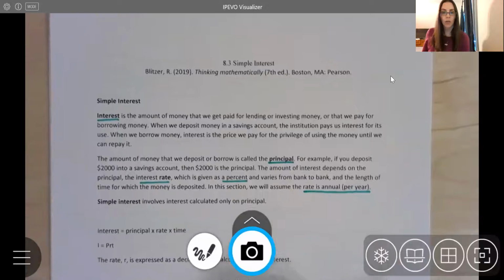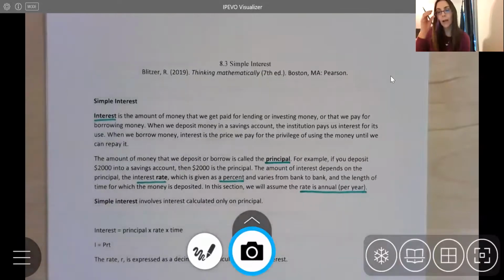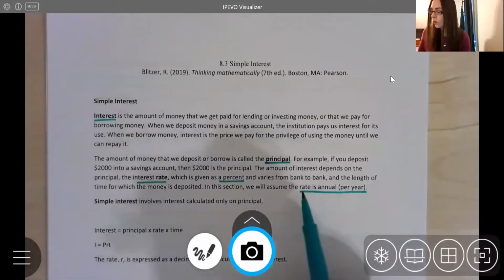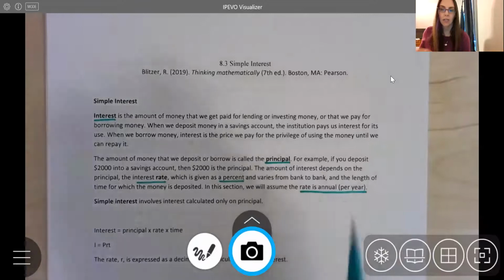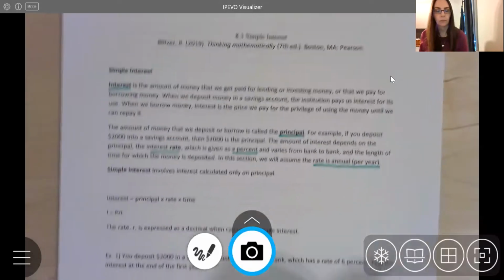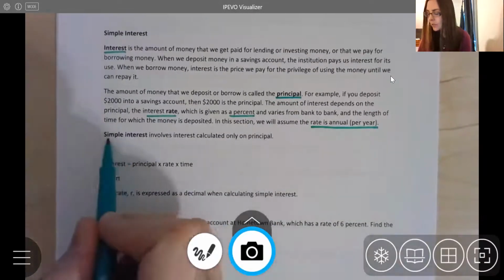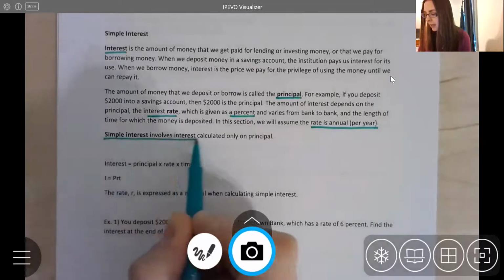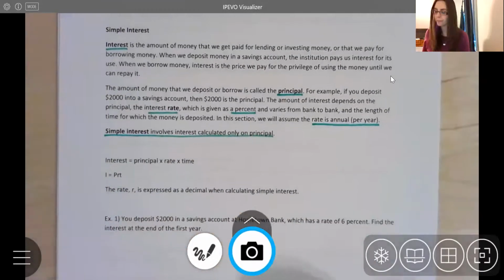In the next section, we're going to look at a different kind of interest called compound interest, which is more complicated. Simple interest is more simple. So we're assuming that the interest rate is calculated only once a year, and that's going to be for the simple interest formula. Simple interest involves interest calculated only on principal.